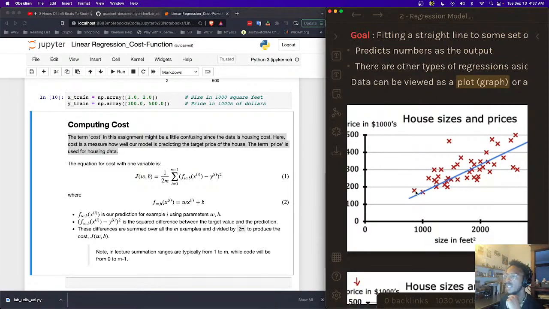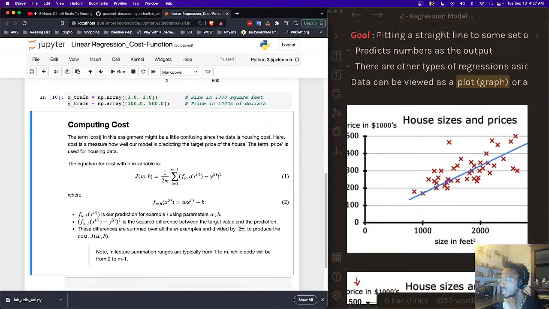So this is just saying, don't get confused, because when we talk about money and purchasing things, like houses, usually we talk about costs in the context of that. But here we're going to differentiate by calling the actual money you pay for a house the price, and we're going to call the cost the actual error of our regression line to our data set.